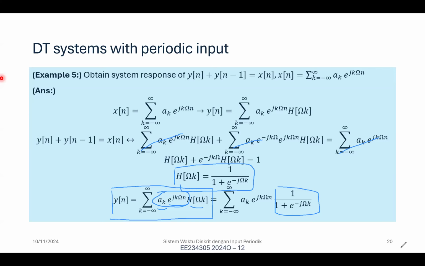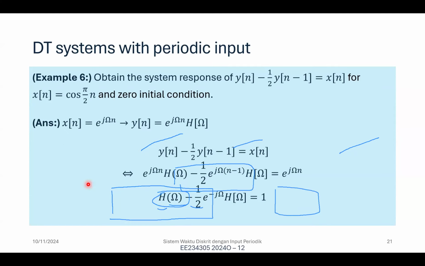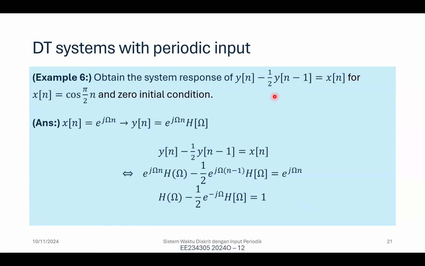We get the output y[n] is a_k times e to the jkω n over 1 plus e to the minus jω_k. All right. Now, the next example: here we try to obtain the system response of y[n] minus half of y[n minus 1] equals x[n]. Now we have the input cos(π/2 n) and zero initial condition.